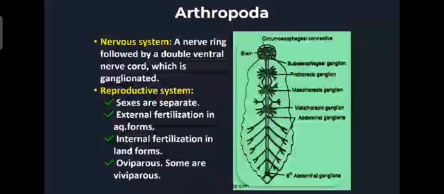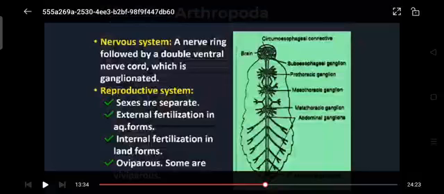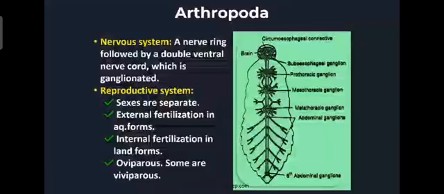Now the nervous system. In the nervous system you will find a nerve ring. In the diagram you can see the brain at the top, forming a ring-like structure, so it is called the nerve ring, which is followed by a double ventral nerve cord. You can see two straight lines coming down. Those are the ventral nerve cords, which are ganglionated. Ganglionated means at some points you will find small structures forming a round shape. Those are called ganglia. So with many ganglia, it is ganglionated.